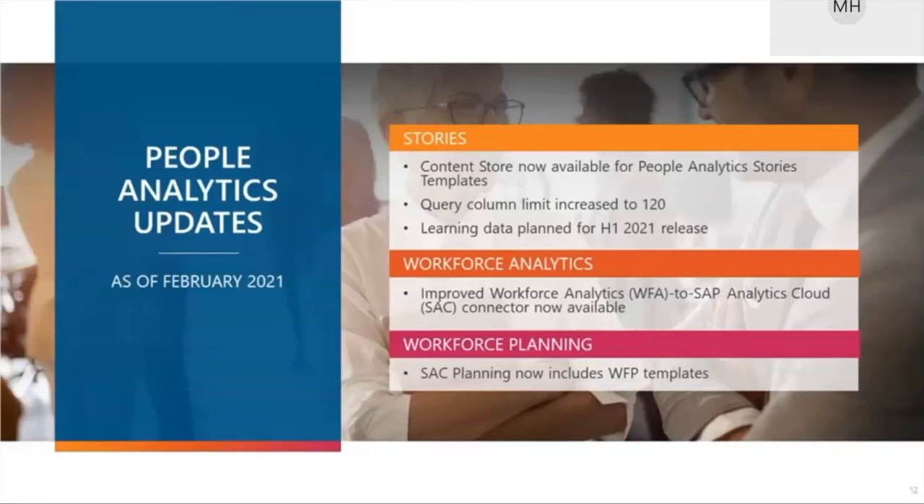Second bullet, the query column limit has been increased to 120. It was previously 30, so if you've already been using stories, you know that 30 columns, depending on your report, can be a challenge for some customers. So it's now 120, and that really shouldn't be an issue now. If you want to do some wider list reports, you're able to do that within stories.